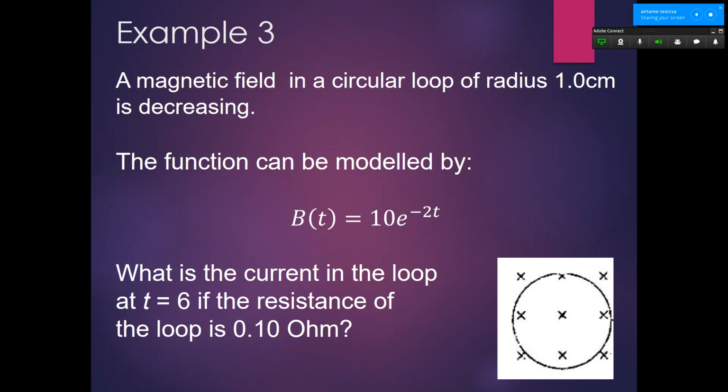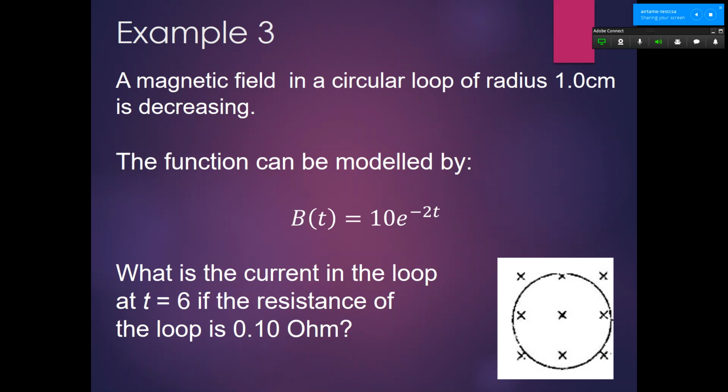So here I'm showing you what my magnetic field is as a function of time. But I don't care about what the magnetic field is. I care about what the change in magnetic field is. So how do I find the change in magnetic field? But it's telling you at 6 seconds. It doesn't say between 0 and 6 seconds, or the average change between 0 and 6 seconds. Exactly. So I need to find the derivative of this function and evaluate it at time is equal to 6 seconds. All right.